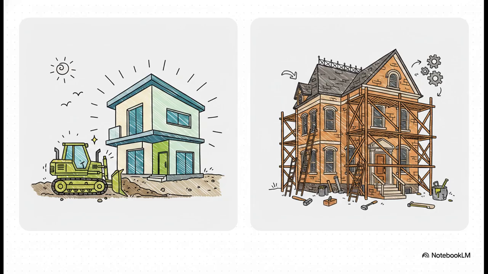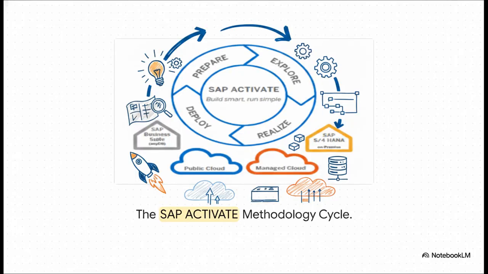On the flip side, the brownfield method is a system conversion. This is much more like renovating a historic home while you are still living inside it. You transition to S/4HANA, sure, but you retain your current data, your existing processes, and your previous customizations. It preserves your existing investments without making you start all over again. And this perfectly illustrates the SAP Activate methodology we use to actually get there. It's a continuous, cyclical process broken down into 4 key phases: prepare, explore, realize, and deploy. This is the exact rhythm of the project, taking us all the way from the drawing board to a live, functioning business suite in the cloud or on-premise.